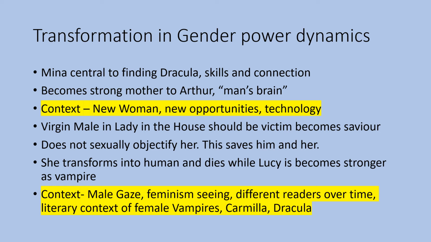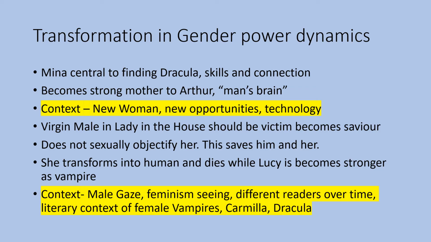So let's start with Dracula. Mina, as the novel goes on, one could argue, becomes central to finding Dracula. Her skills, her man's brain, her supernatural connection with Dracula gives the team the ability to track Dracula down. So she becomes stronger as the novel goes on, one could argue. She becomes a strong mother figure to different characters, to Arthur, who cries and weeps on her shoulder. She builds up Jonathan again.